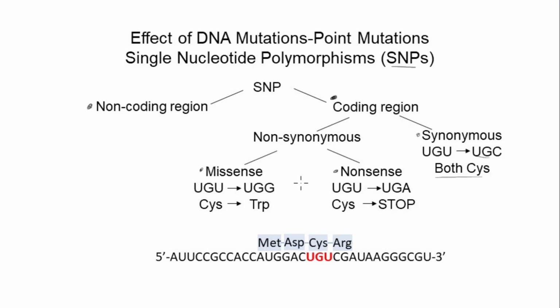For example, if the UGU codon were changed to UGG, that now encodes tryptophan. So during translation, instead of cysteine being incorporated into the protein at this position, a tryptophan would be inserted instead. How harmful would that be? Again, it depends. Is that a conservative substitution or non-conservative? Do cysteine and tryptophan have the same properties in terms of polarity and charge, or are they different? How important is this amino acid position to the structure and function of the protein? Both of these considerations will determine how harmful this missense mutation is.